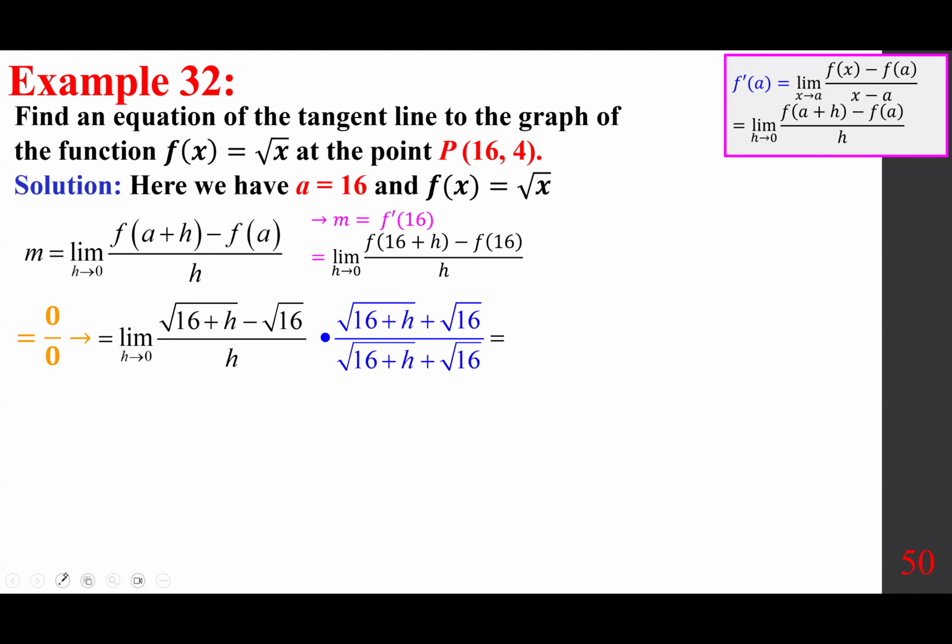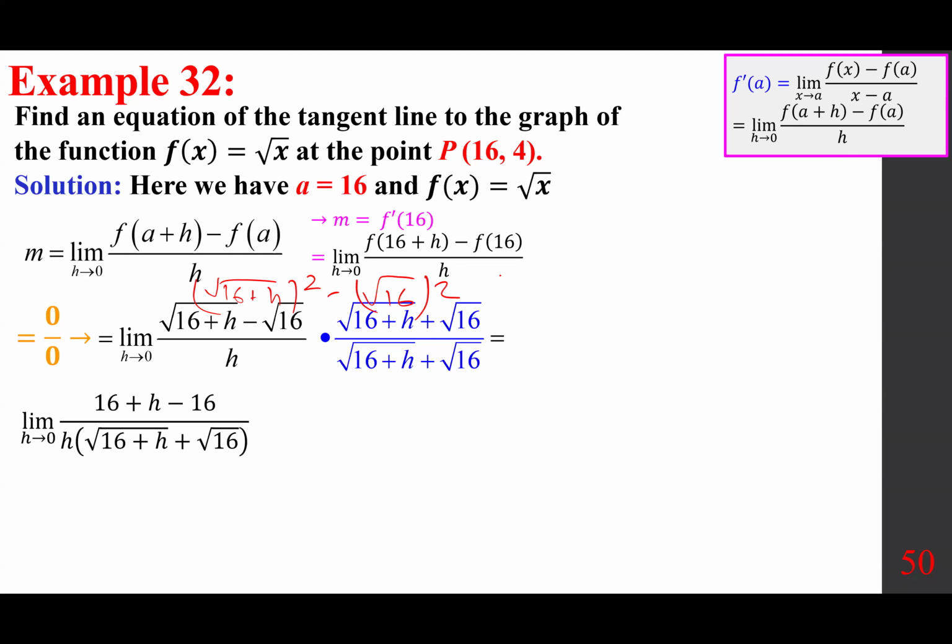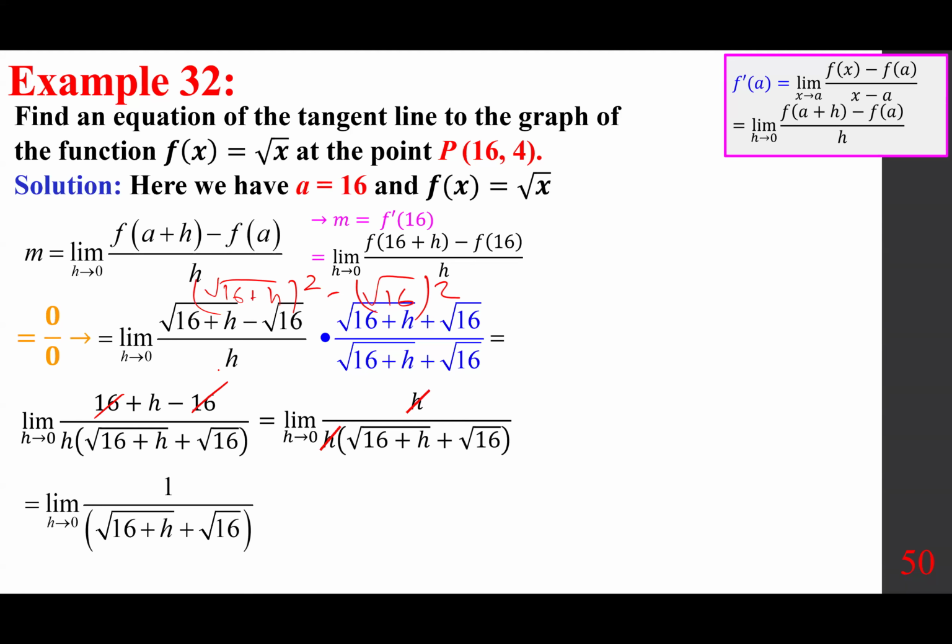When you multiply these two, the denominator, you just write it as it's given. The numerator is a squared minus b squared. So everything comes out. 16, negative 16 cancel each other. H and H cancel each other. We have this. Now there is no more step to simplify this. Now you plug in. If I plug in 0, I get 4 here, I get 4 here, I get 1 over 8. And that's the idea, everybody.